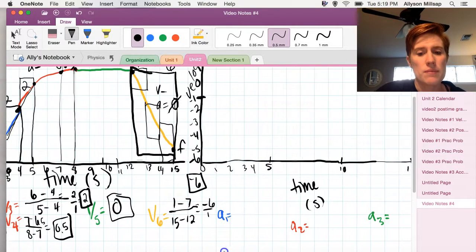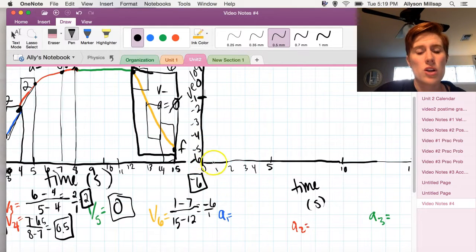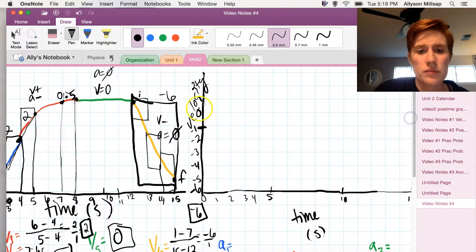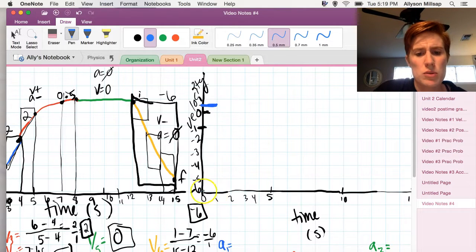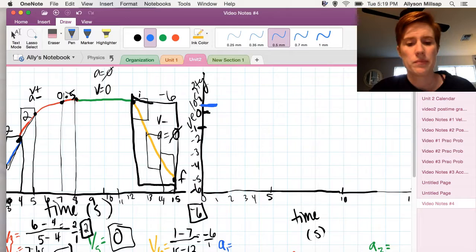So let's mark that. Between 0 and 1, our speed was 0.5. Well, here is 0, so 0.5 would be right here. So our speed was 0.5, and I'm drawing it as a straight line. It was 0.5 between 0 and 1.